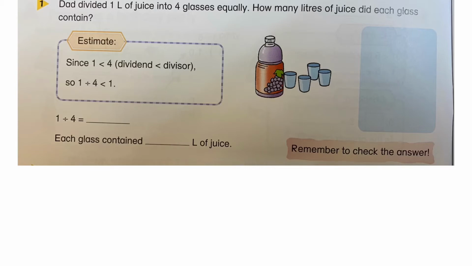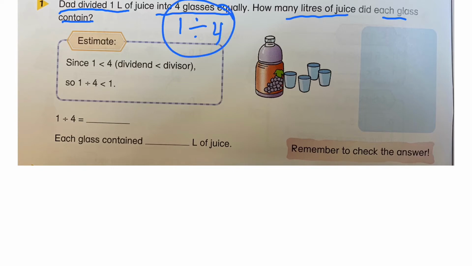divisions. And this context now is sharing food and drinks. We have 1 liter of juice, and we need to divide it into 4 glasses equally, and how many liters of juice does each glass contain. So we divide 1 liter into 4. The calculation we look for is 1 divided by 4.